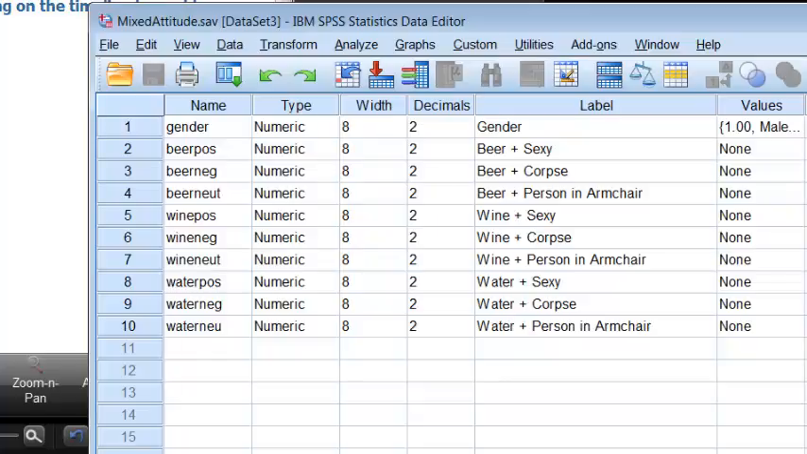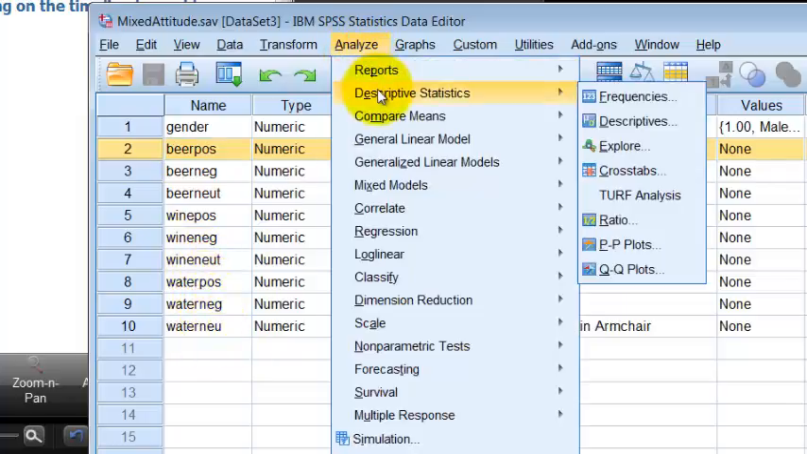All right, we got a mixed ANOVA here. She's got repeated measures: 3 beer measurements, 3 wine, 3 water measurements, and 1 categorical variable, gender. So the first thing we're going to do is look for normality between the beers and the wines and the waters. So we're going to go to Analyze, Descriptives, Explore. You should be pretty good at this by now.